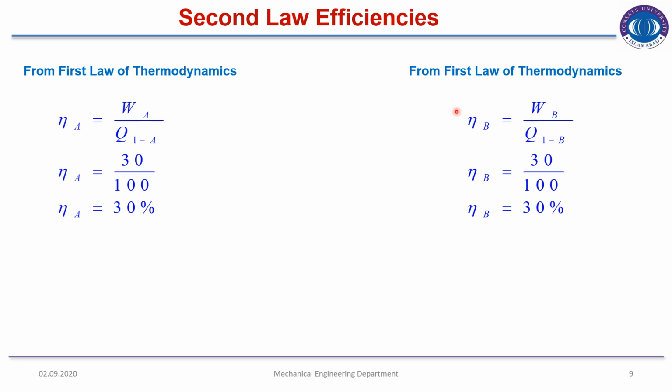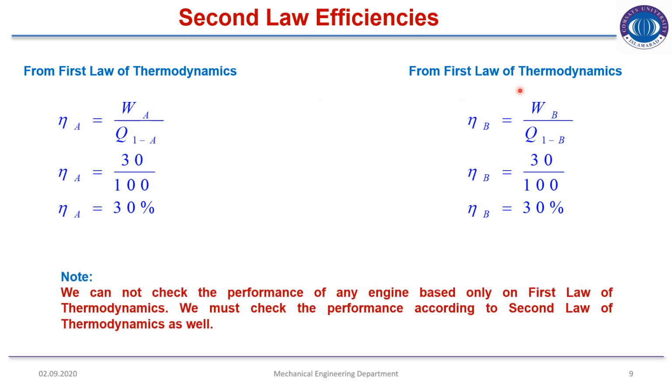And on the right hand side, we are calculating the thermal efficiency of heat engine B in accordance with the first law of thermodynamics. Similarly, thermal efficiency is W by Q, 30 by 100. So the thermal efficiency of heat engine B is also 30% in accordance with the first law of thermodynamics. Note, we cannot check the performance of any engine based only on the first law of thermodynamics. We must check the performance in accordance with the second law of thermodynamics as well.